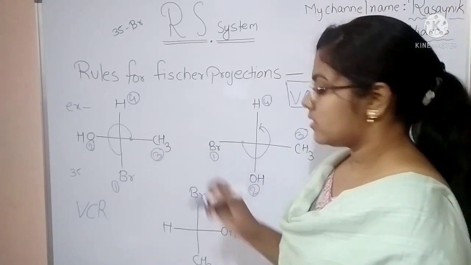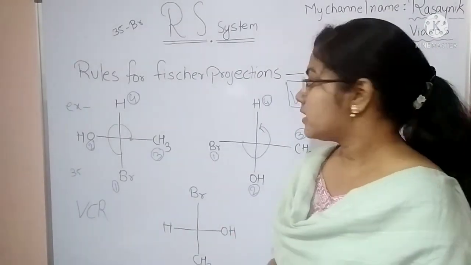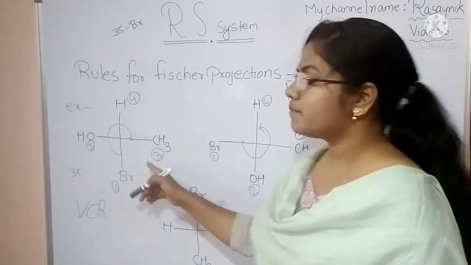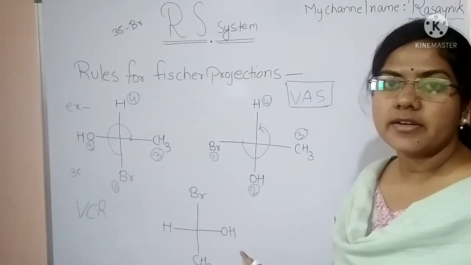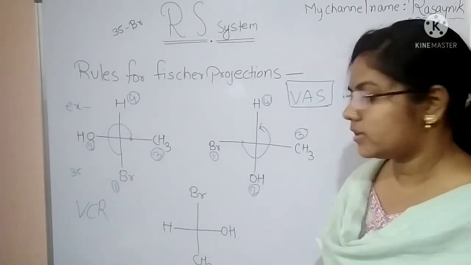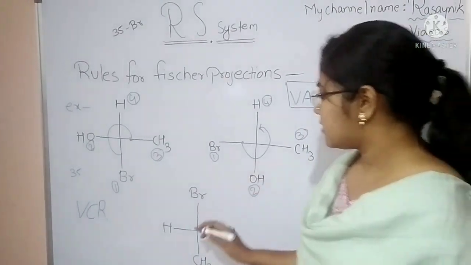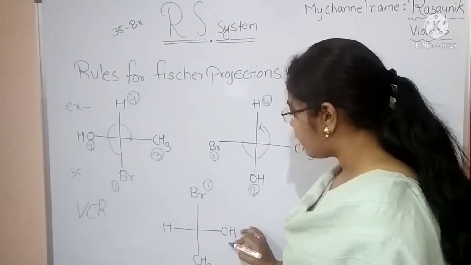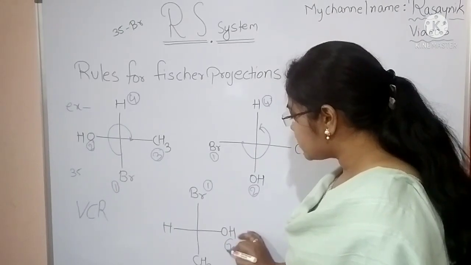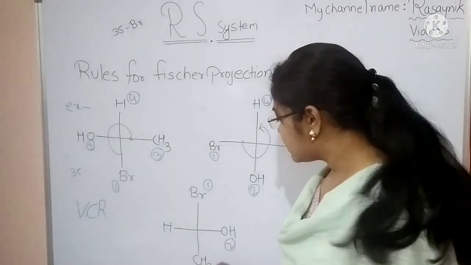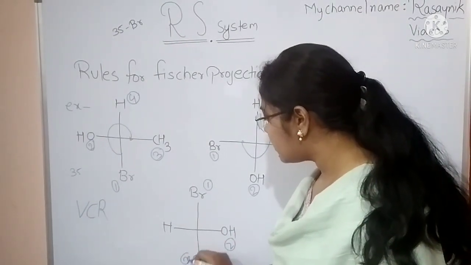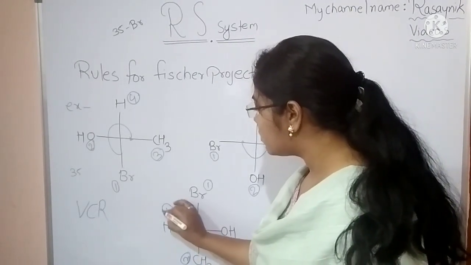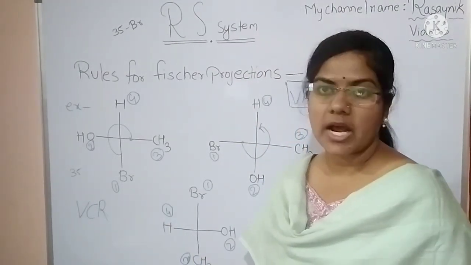Now the third example, same, but here the priority group changes its direction. In the earlier example the lowest priority group was on the vertical side, but here the lowest priority group is on the horizontal side. Here OH will become first, CH3 second, and hydrogen the fourth priority group.